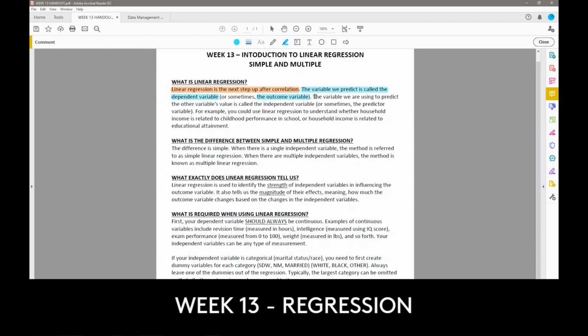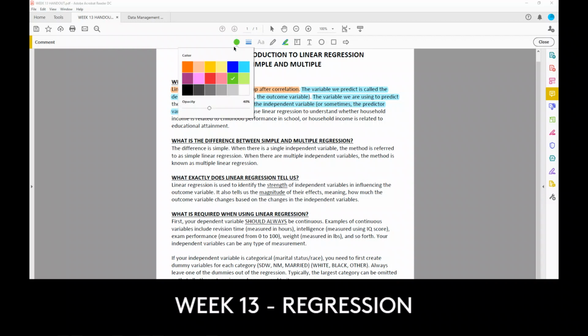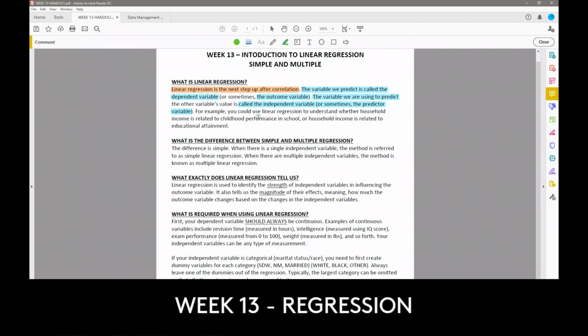Now, the variables that we are using to predict the dependent variable are what we call the independent variables. I've often referred to these as predictor variables. So one example of linear regression is trying to understand whether household income is related to a child's performance in school, or whether household income is related to one's educational attainment.